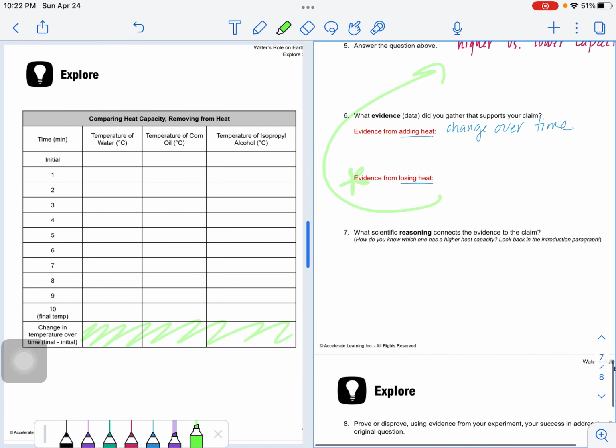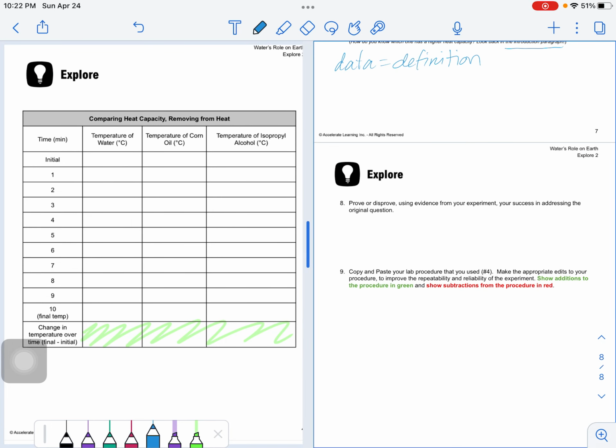And again, explain it out with that underlined statement that we just talked about. Look back at the introduction, refer to that underlined statement. So you're essentially connecting your data to that definition, which you can do.